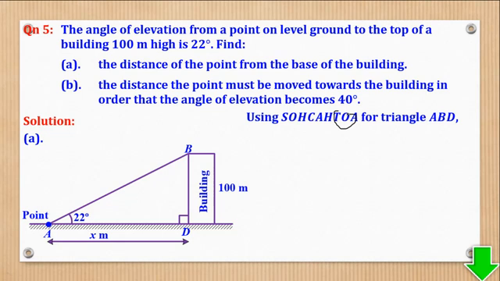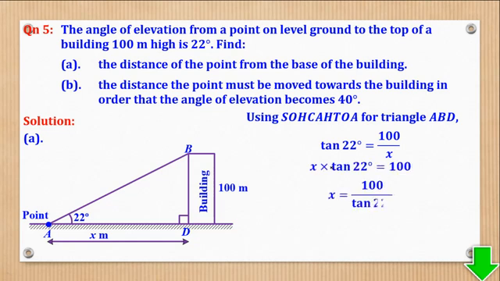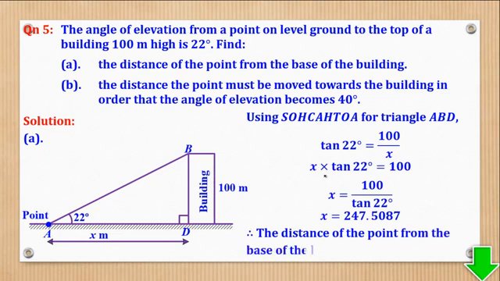it is tan. So I'll say tan 22 is equal to 100 over x. Cross multiply and make x the subject. Then use a calculator, and what you get will be the value of x. So that means that the distance of the point from the base of the building is this. Now that is part A.